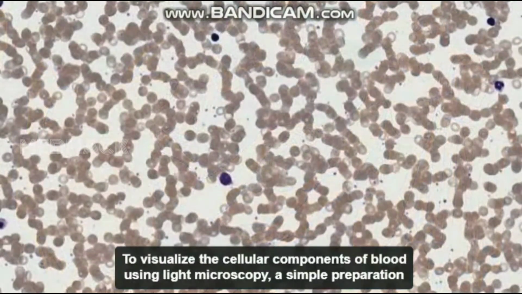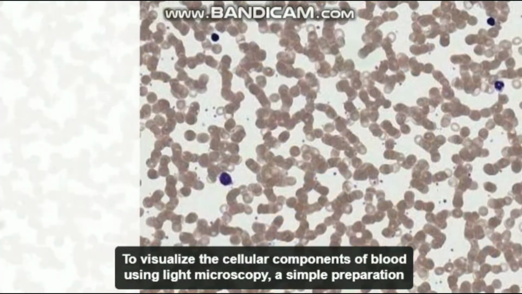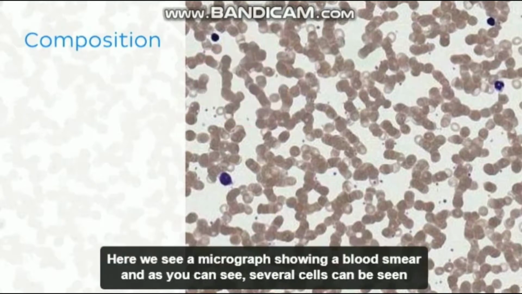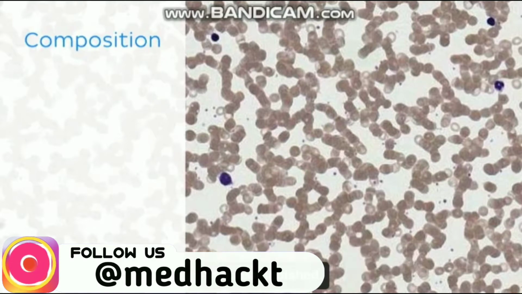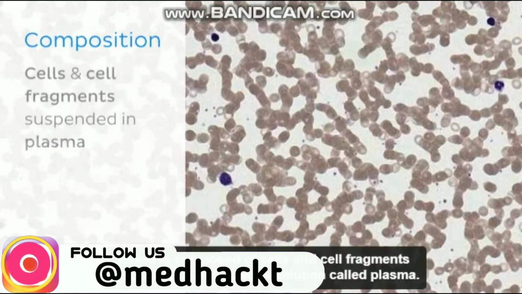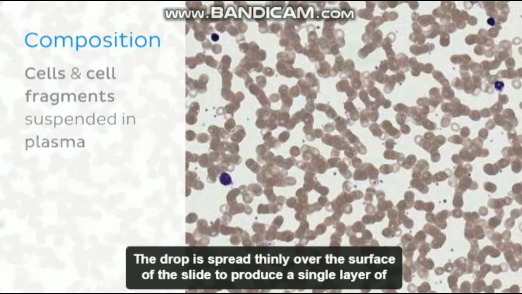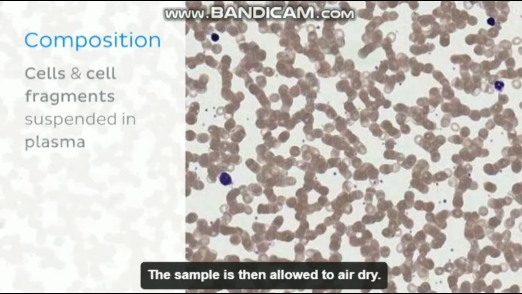To visualize the cellular components of blood using light microscopy, a simple preparation known as a blood smear or blood film is used. Here we see a micrograph showing a blood smear, and as you can see, several cells can be seen and distinguished. Blood is composed of cells and cell fragments suspended in an aqueous solution called plasma. This technique uses a single drop of blood which is placed onto a glass slide. The drop is spread thinly over the surface of the slide to produce a single layer of cells. The sample is then allowed to air dry.